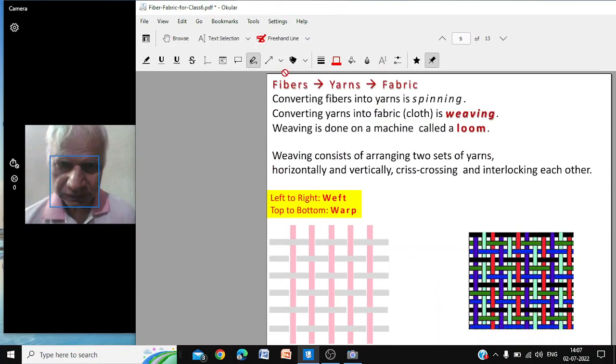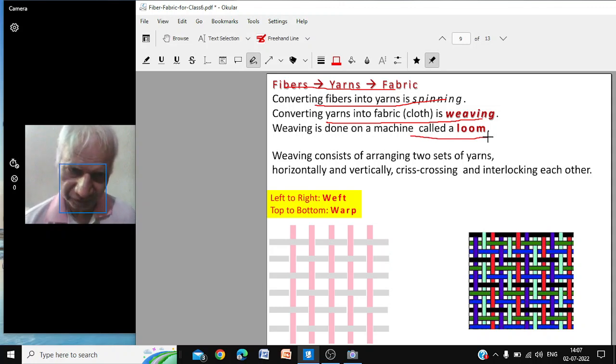So the process was fibers to yarns and yarns to fabric. Converting fibers into yarns is called spinning. And then again yarns to fabric. Converting yarns into fabric is called weaving. So fiber to yarns, that is spinning, and yarns to fabric is weaving. And weaving is done in a machine called loom. Loom is a machine used for weaving yarns into fabric.